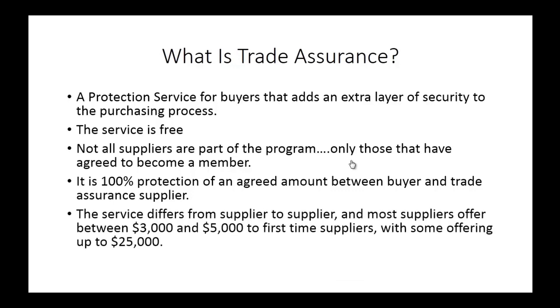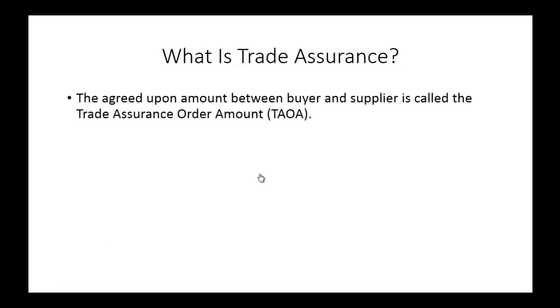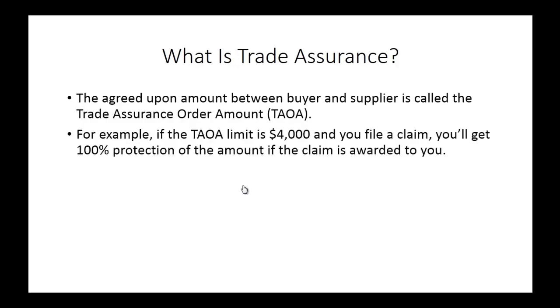The service differs from supplier to supplier, but most suppliers offer between $3,000 and $5,000 for those working with them for the first time, and some even offer up to $25,000. The agreed upon amount between the buyer and supplier is called the Trade Assurance Order Amount, or TAOA, and that's what we'll refer to it throughout the rest of this video. For example, if your TAOA limit is $4,000 and you file a claim, you'll get 100% protection of that amount, $4,000, if the claim that you place is awarded to you.